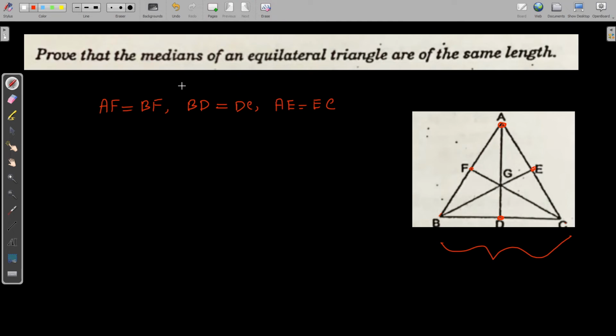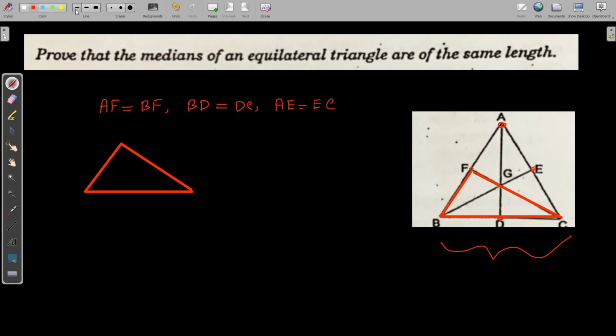Fine. Now we need to prove that these medians are of the same length. For that, what are we going to do? We will find two triangles from these diagrams in which there are two medians. So first we will prove that. After that, we'll go to the third triangle and we will also show that that median is also equal. So which triangles am I going to take? I'll draw it like this with the red. Just a second. So let's take this triangle. I will draw this triangle over here so that it makes more sense.